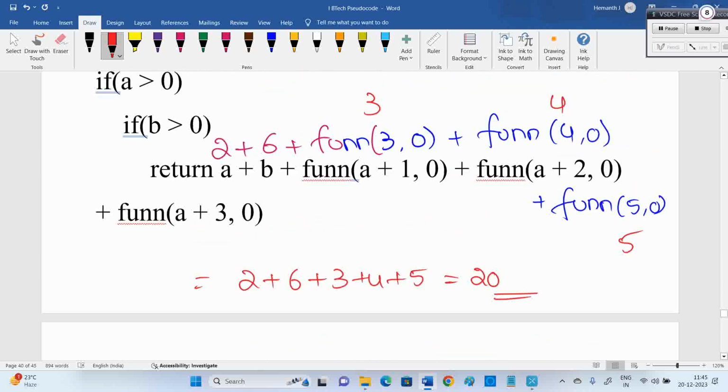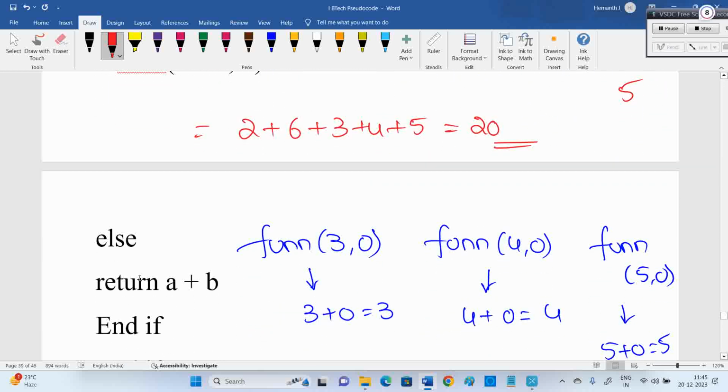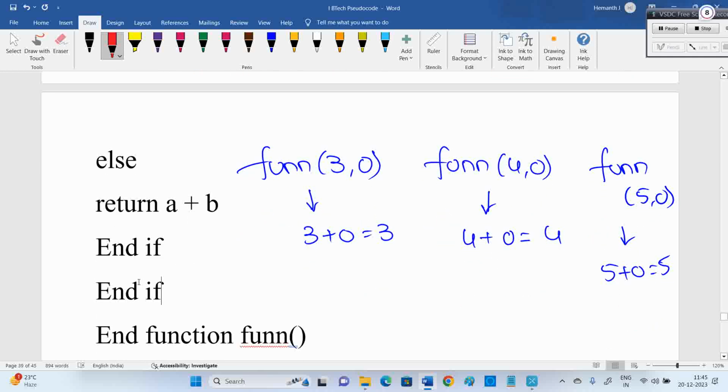Yeah, I think it's right now. Okay. Let's say what I want to convey: we'll enter if b greater than 0, we'll enter into that, return a plus b plus and all. If that failed, if b greater than 0 failed, then you are going for returning a plus b. Okay, so then we end that.